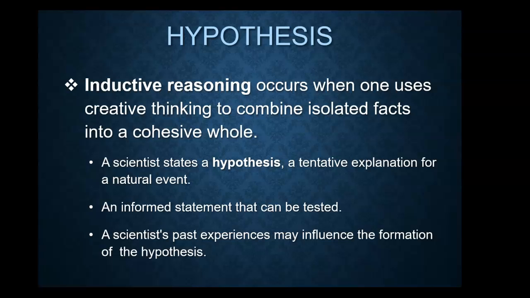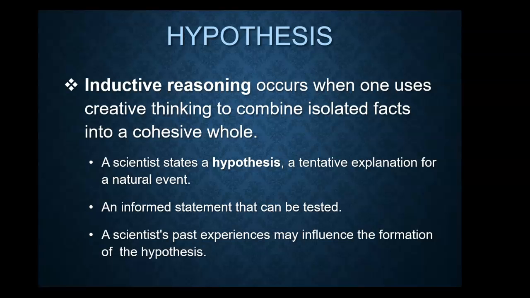Again, we said we're going to use inductive reasoning. That basically occurs when one uses creative thinking to combine isolated facts into a cohesive whole. So basically, what we're doing when we do that is formulating this hypothesis based on the current knowledge that we have on the things that we have observed. So a scientist states a hypothesis, which is basically an explanation for the event that we saw taking place.